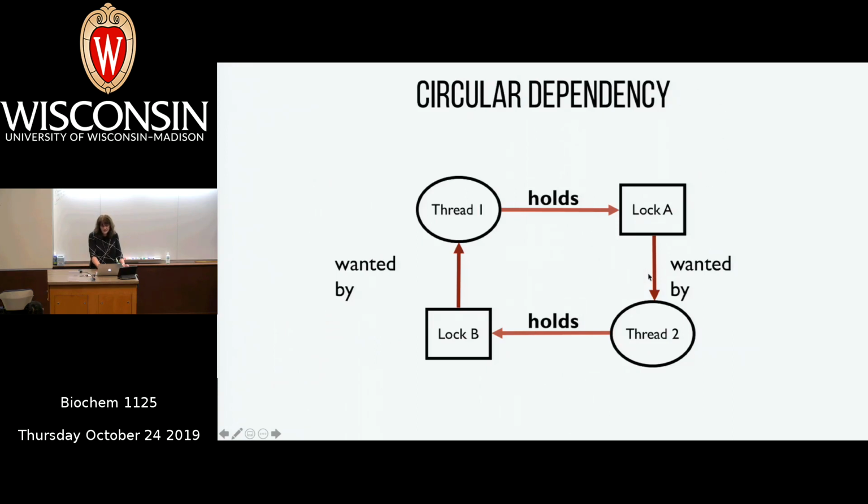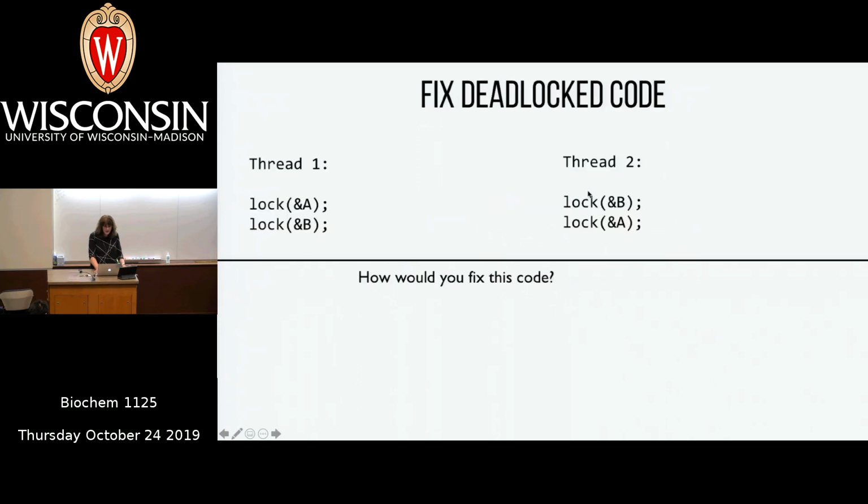And so you can draw this. To see that there's a circular dependency, you can show each thread, what it's currently holding, and what it's currently waiting for. If you have a circle in your graph, then it is deadlock. Okay, so how would we fix this code? This one looks pretty straightforward. What was my point of this example?